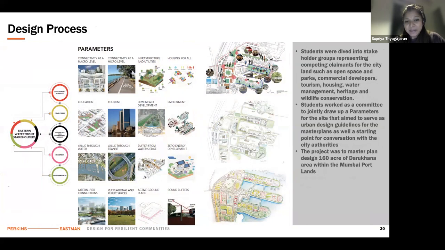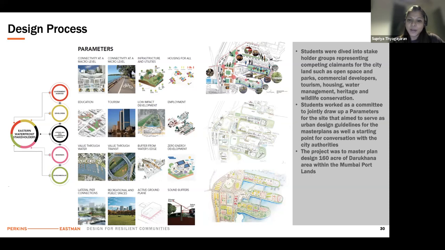The city became the client, and we divided students to assume the role of various stakeholders. The studio followed an unconventional approach by facilitating the students to become advocates for competing claimants for the city land, such as open space, parks, commercial developers, tourism, housing, water management, heritage and wildlife conservation. Emulating a real world scenario, the students worked on various iterations of the master plan for a 160-acre site, Darukhana site, within the larger port complex through informed debate and advocacy for existing and imagined users, while also learning to leverage opposing interests. Students worked as a committee to jointly draw up frameworks or parameters that you see on the slide for the site that balances various interests at stake while responding to impending challenges of climate change.